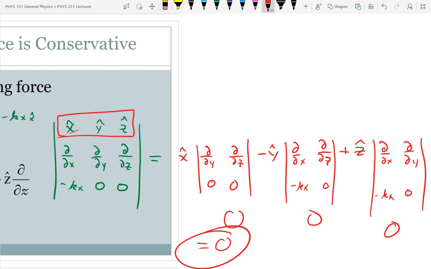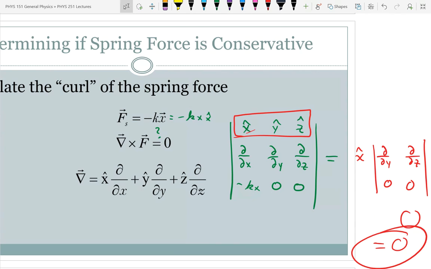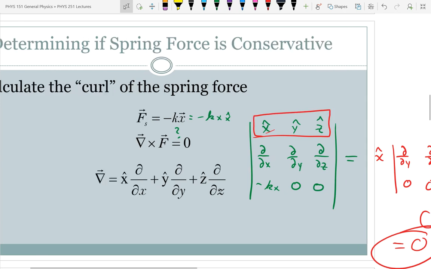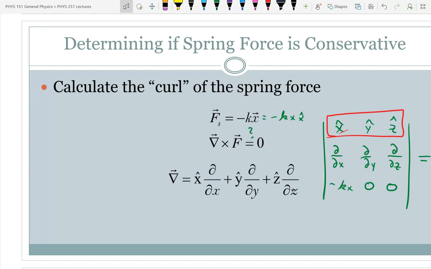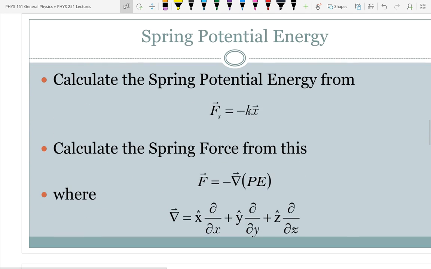Now, a quick and easy rule on this is if the x direction is only dependent on x, the y direction is only dependent on y, and the z direction is only dependent on z, it's always going to turn out to be 0. So that's a kind of a fun rule. So we determined that the spring force is conservative. So now, since we determined it's conservative, that means we can define a potential energy for it. So let's calculate the spring potential energy.